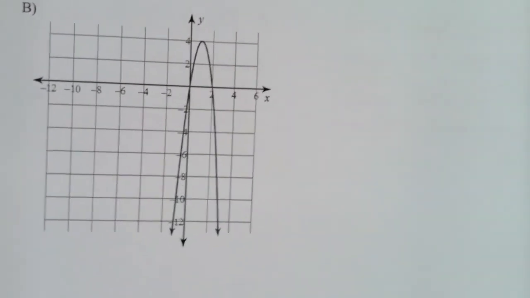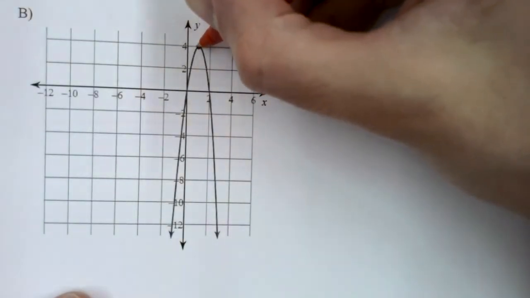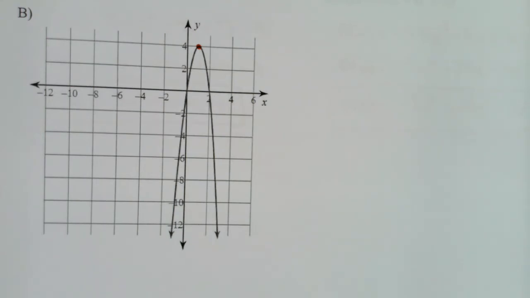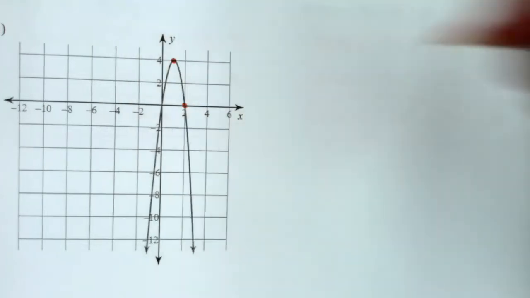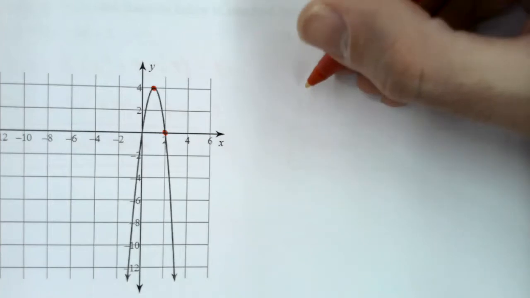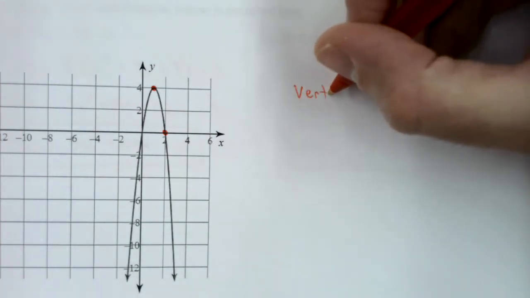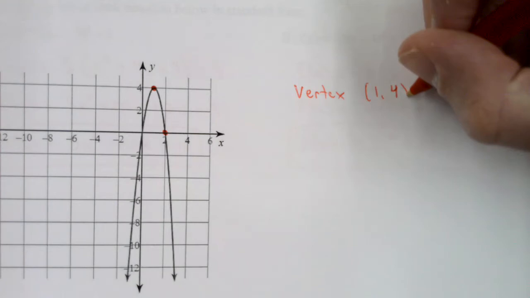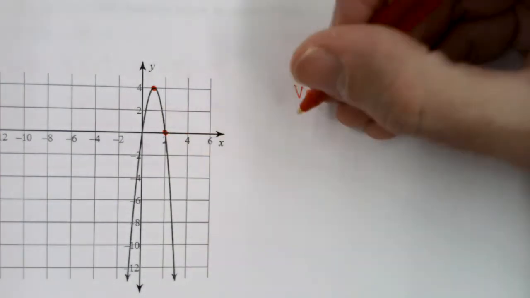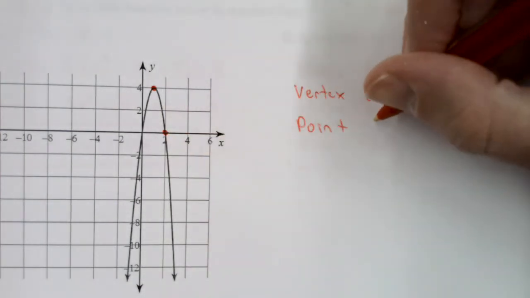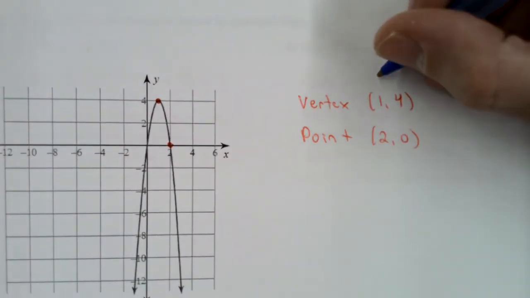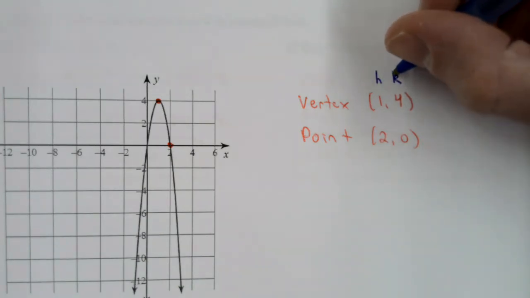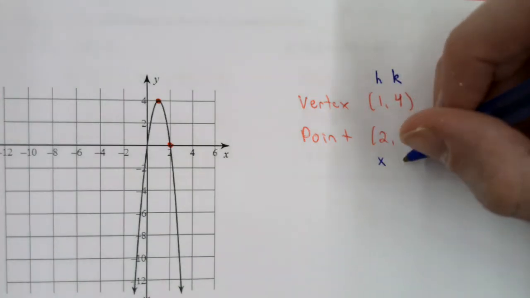Okay, this next one. Label the vertex. And label another point that you can easily get the coordinates of, which for me, I'll do that one right there. Okay, so the vertex is 1, 4. And my additional point that I chose is 2, 0. So again, the vertex is H, K. My point, I'm going to label X, Y.